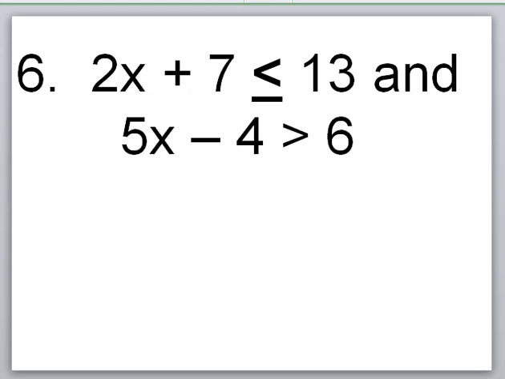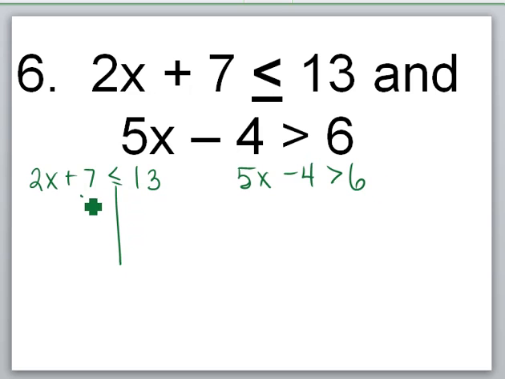This last example, this is an and statement. Normally we see our and statements written as triples. This one's not. So in the end, we're going to have to write it as a triple. I'm going to go ahead and rewrite these two parts just so I can solve them a little bit easier. So on this first one, I'm going to subtract 7 on both sides. That gives me 2x is less than or equal to 6. Divide by 2, x is less than or equal to 3.